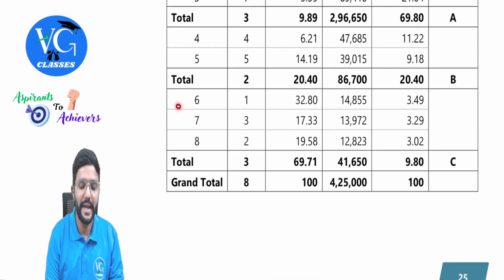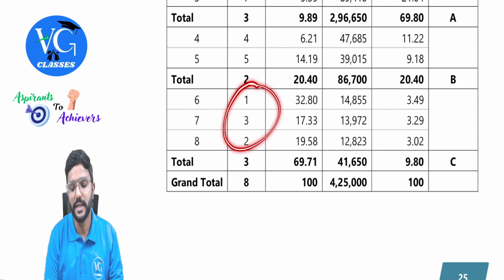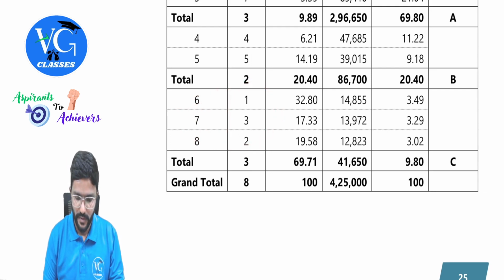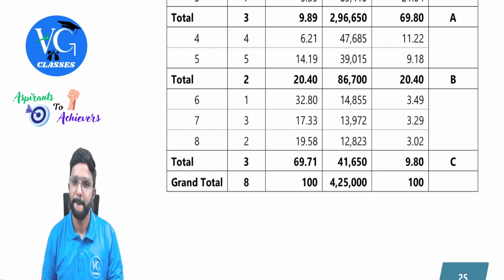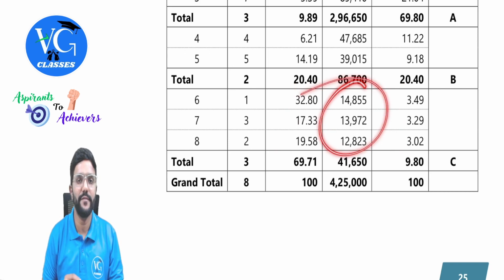C category ranking is 6, 7, 8. The item numbers are 1, 3, and 2. So quantity is this much. The cost is this much. Amount cost in rupees we have taken here. Okay, so you can see everything is less than 15,000.